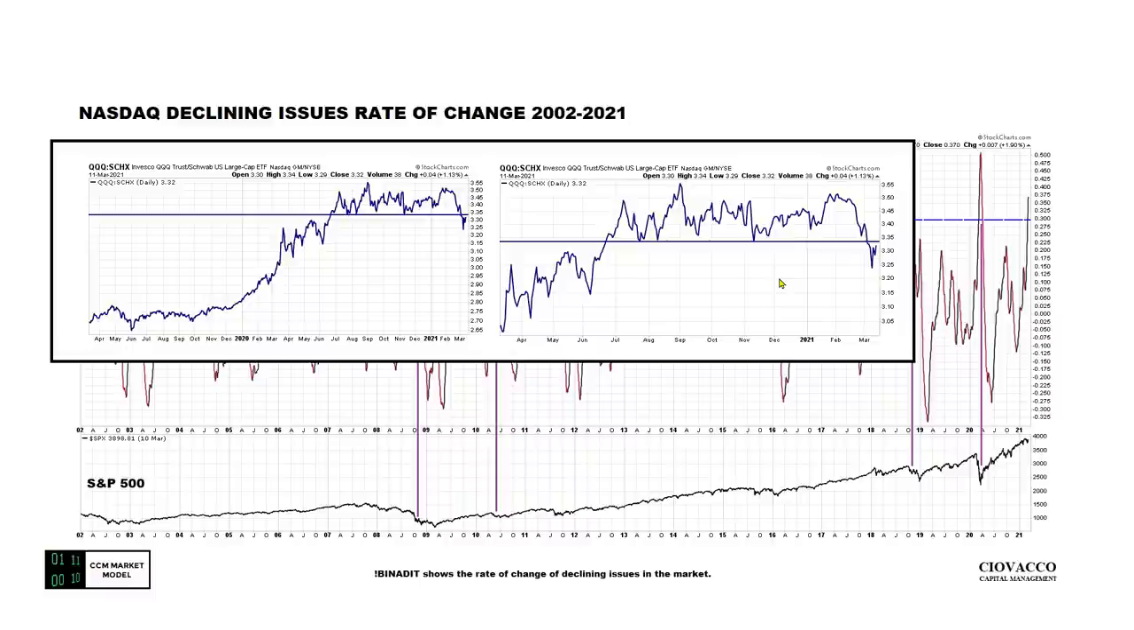Like any chart, no assumptions. Human beings like to extrapolate. They know what's going to happen. We're going to plunge in this direction. That may happen. It may not happen. Let's just see what happens on this chart.